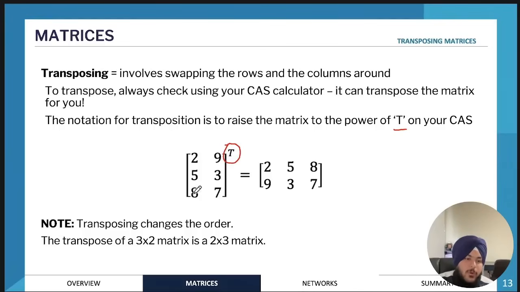So essentially the transpose is where you're swapping the rows and the columns. So column 1 would become row 1 of the new matrix, and column 2 would become row 2 of the transposed matrix. Pretty straightforward. Another thing to note is that when you're transposing a matrix, the order also changes. So if we had a 3 by 2 matrix, it would now be a 2 by 3 matrix. Essentially the rows and columns are swapping.